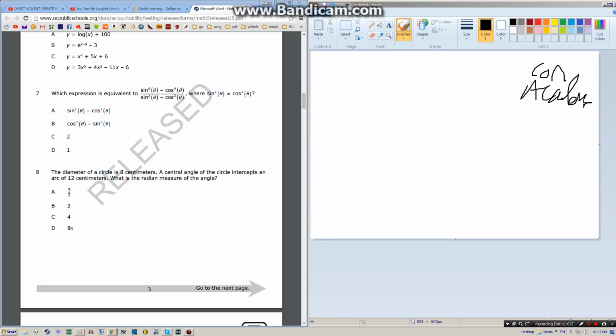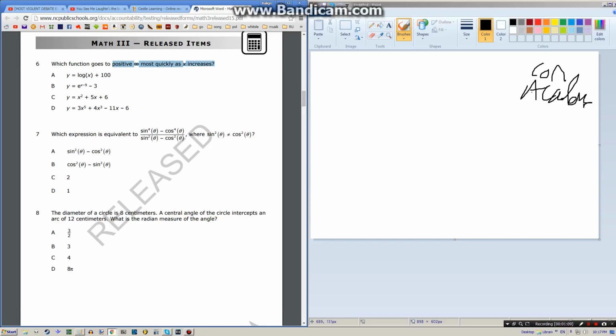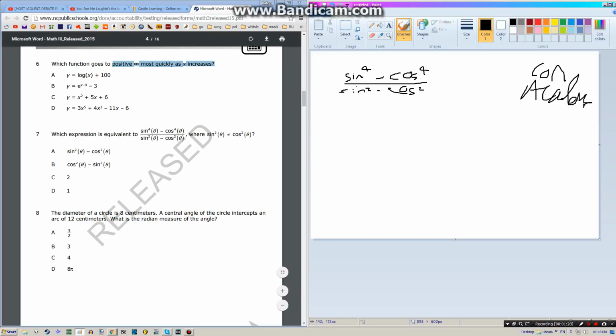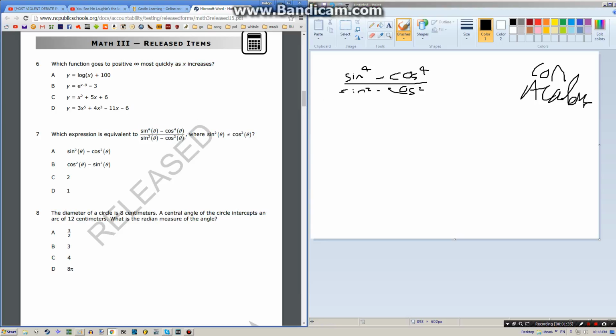Okay, now we're on to number 7. It's sine to the 4th, I'm not even going to put theta because theta is kind of silly, cosine to the 4th over sine squared minus cosine squared. So this is what we have. Instantly you can subtract these. It looks kind of complicated, but really, subtract the exponents because those are exponent rules.